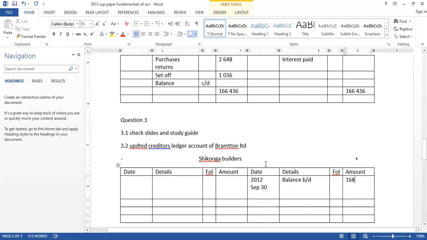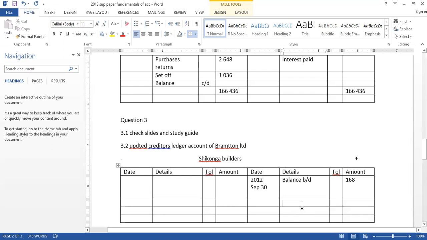So let's compare our supplier's debit side and our creditors' credit side. Okay, so we ignore the balances. So we start off with $98. So we have 98 on both sides. And then we have 75 in the supplier statement, but we do not have the 75 in the creditors ledger account. So we record it.